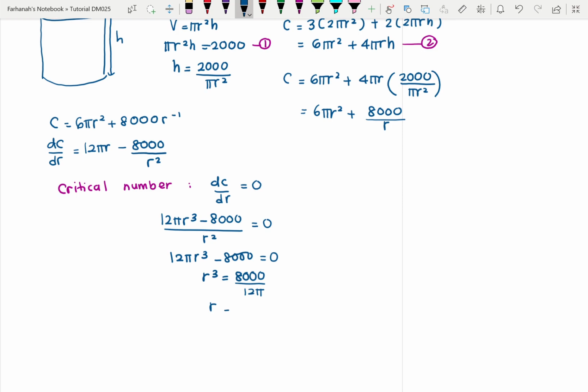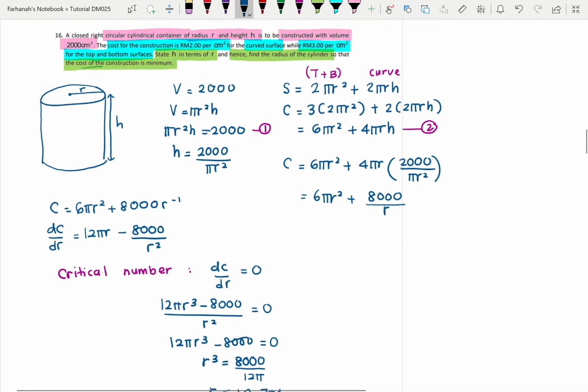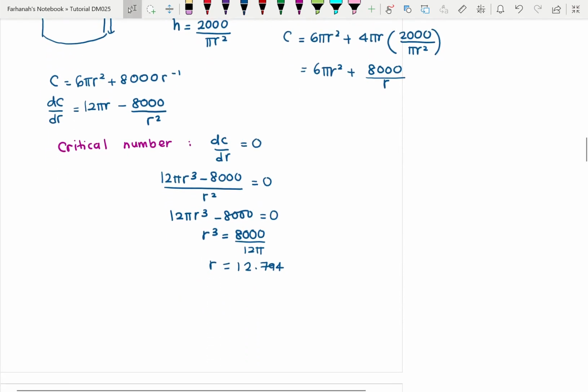Now, r awak akan dapat is equal to 12.794. So, kita dah dapat the value for the r. Just sekarang, awak kena check lah sama ada r yang kita dapat sekarang ni, since the question asks you for the radius kan, kita dah dapat actually. Just we need to check sama ada betul ke tak r yang awak dapat ini akan minimizekan kita punya construction cost ataupun tidak. So, nak checknya macam mana?